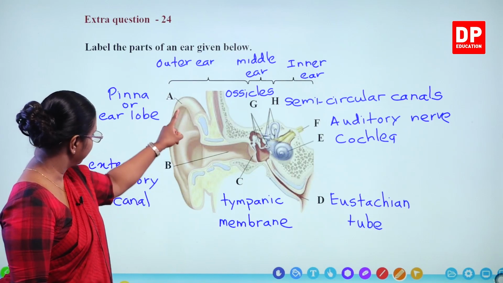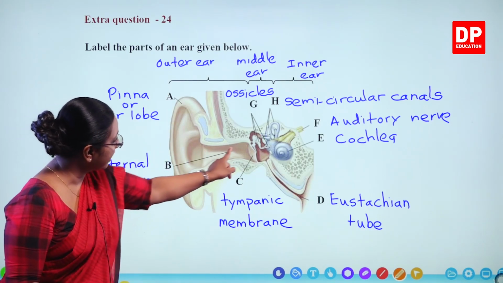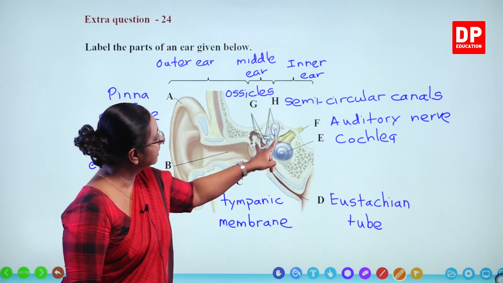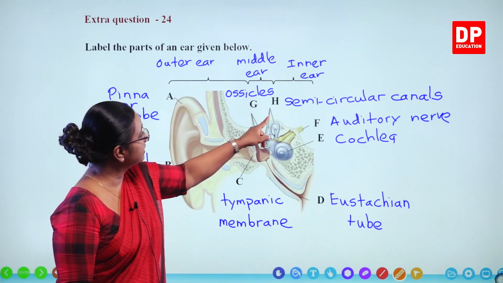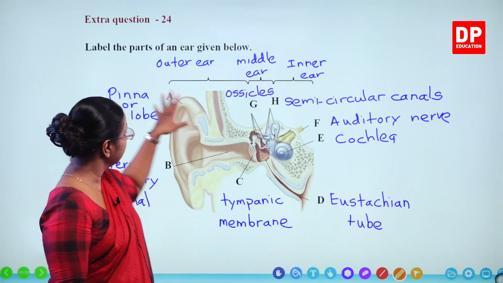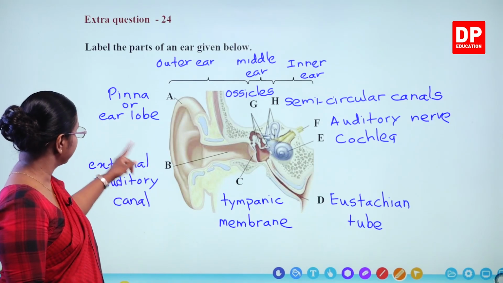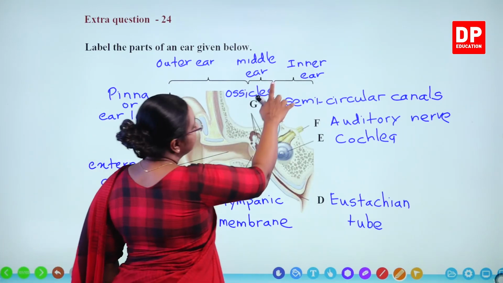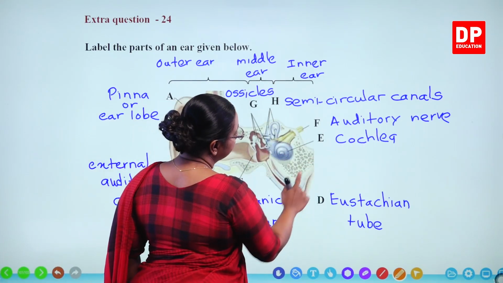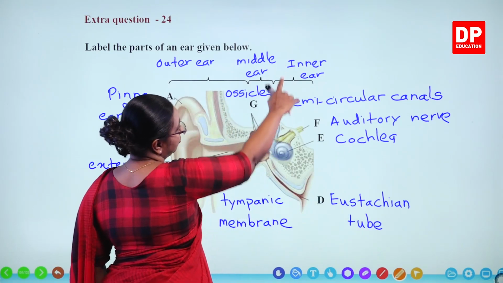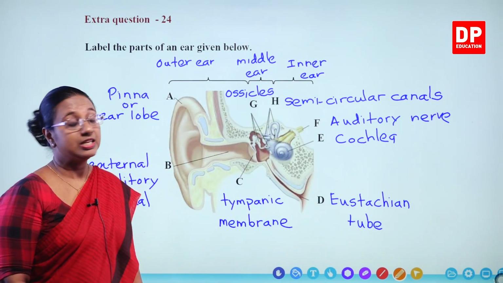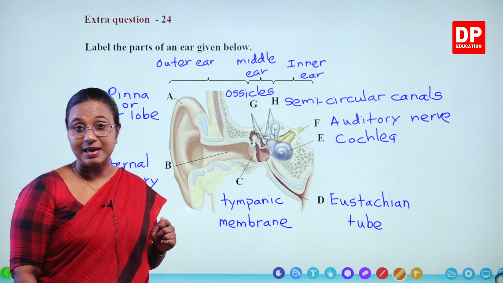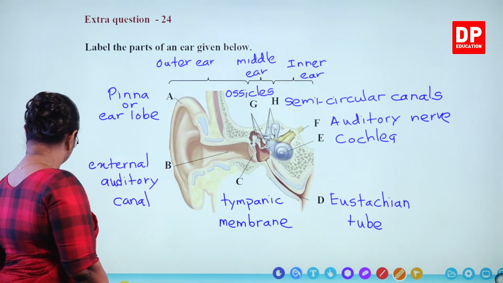Pinna or earlobe, this part. Then the external auditory canal, this. Tympanic membrane. Then we have the ossicles here. Then the semicircular canal. So the ossicles and semicircular canal belong to the middle ear. These three, pinna or earlobe, external auditory canal and tympanic membrane, belong to the outer ear. And the rest of the parts, that is the auditory nerve, cochlea and the eustachian tube, they belong to the inner ear. So I am sure you are familiar with this diagram and you were able to label them correctly. With that, I will move on to the next one.